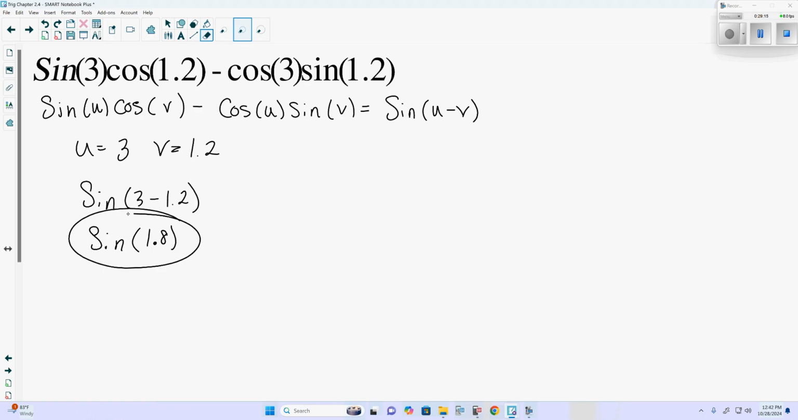So this one here, we're not so much trying to find a specific angle, a specific value. We're just trying to condense it back down. They gave us the entire difference formula. We just had to figure out what it was to start with. Questions on this here?